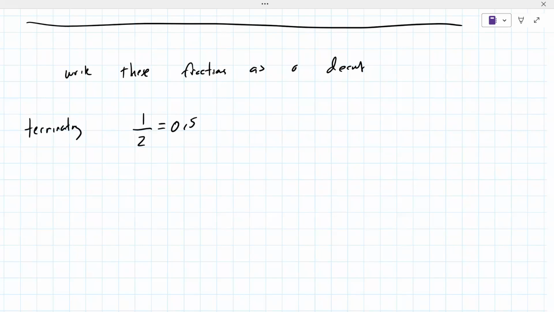How about one third? 0.3 repeating. So this is a repeating. I said 0.3 repeating. Right. Good. I'm making a list here. How about 1/4? 0.25. So that's terminating.